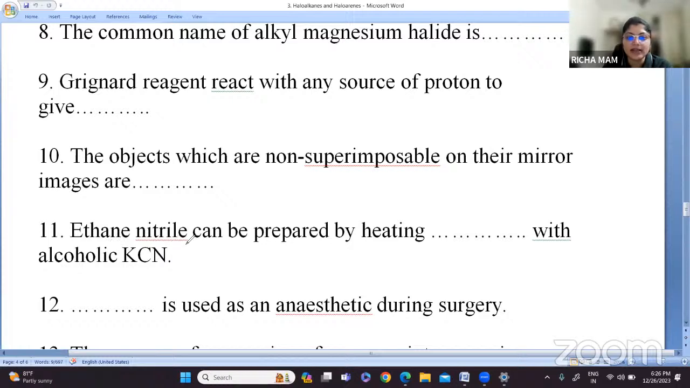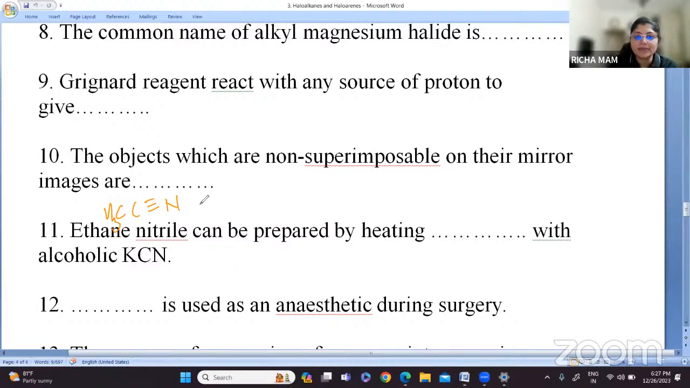Next question. Ethane nitrile can be prepared by heating dash with alcoholic KCN. So ethane nitrile can be prepared by treating dash with alcoholic KCN. What is ethane nitrile? What is the structure of ethane nitrile? It will be CH3C triple bond N. Right. So this is ethane nitrile. Fine.